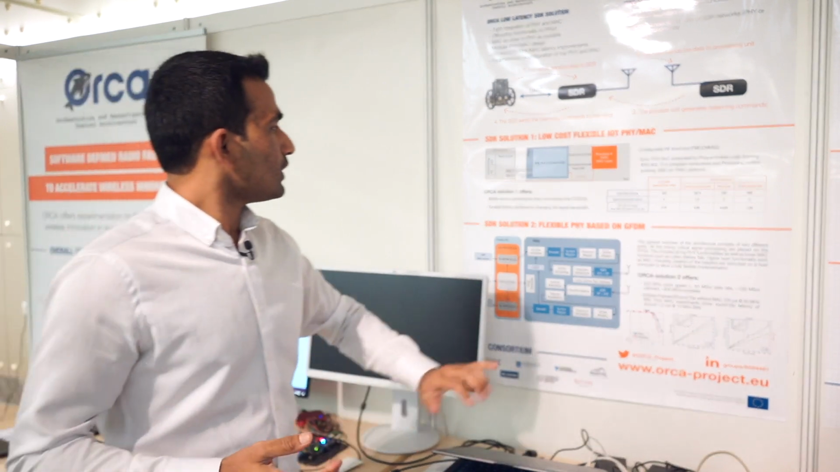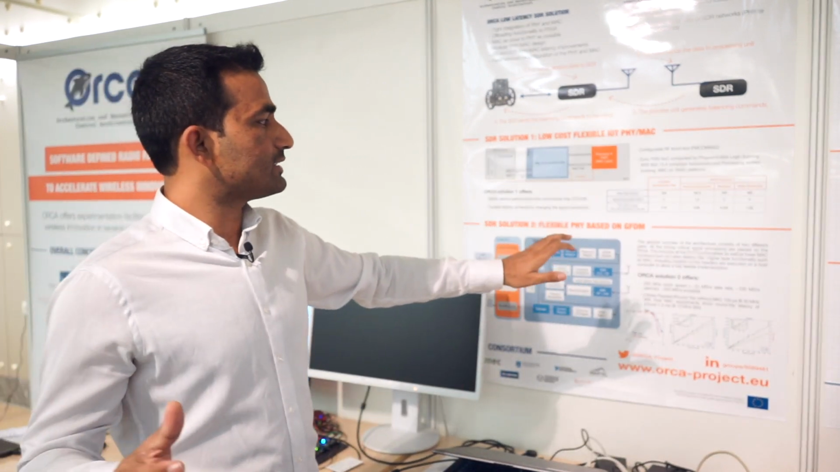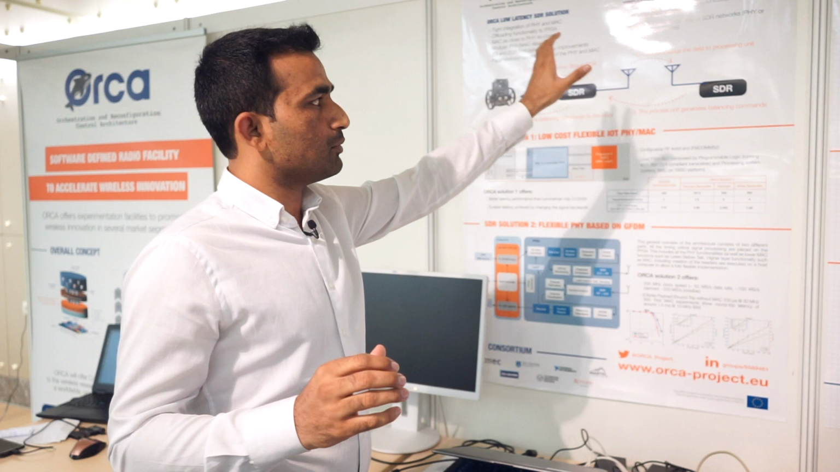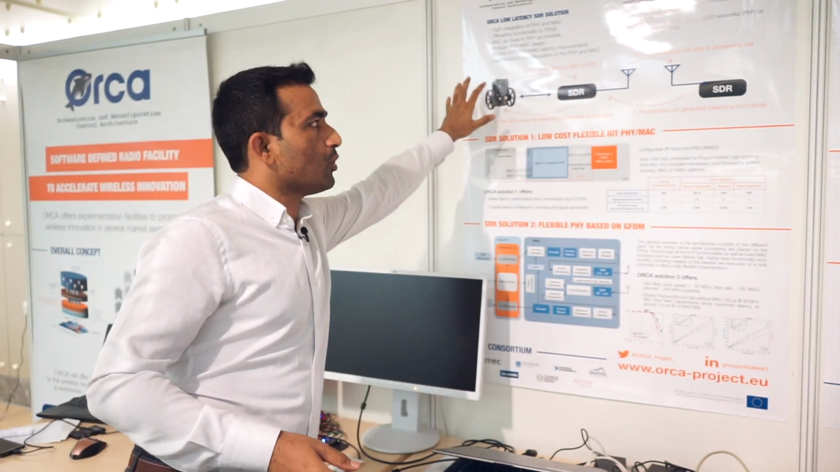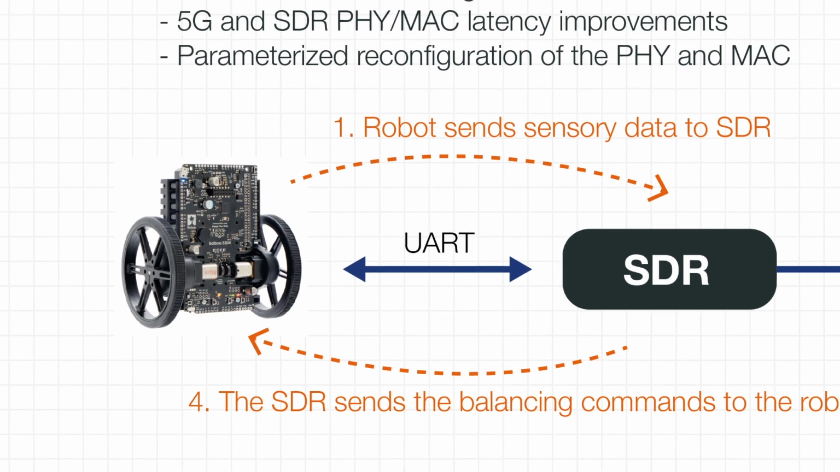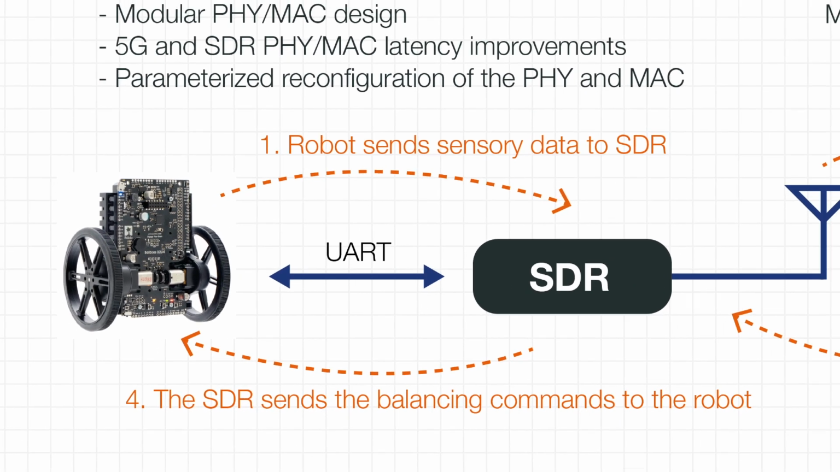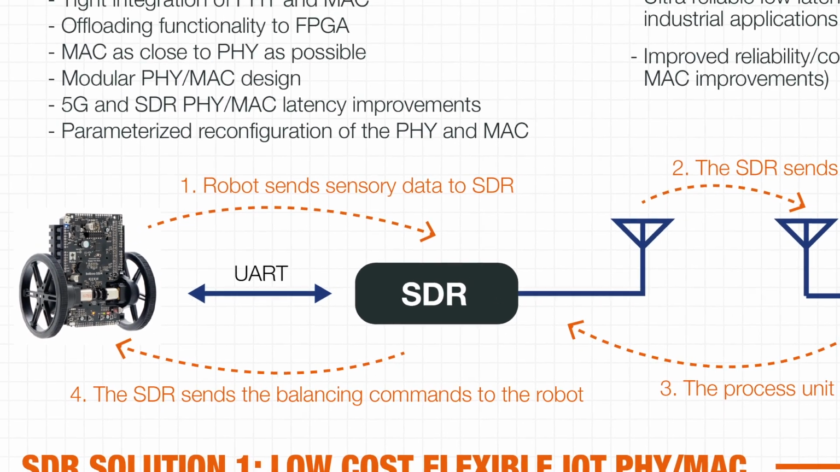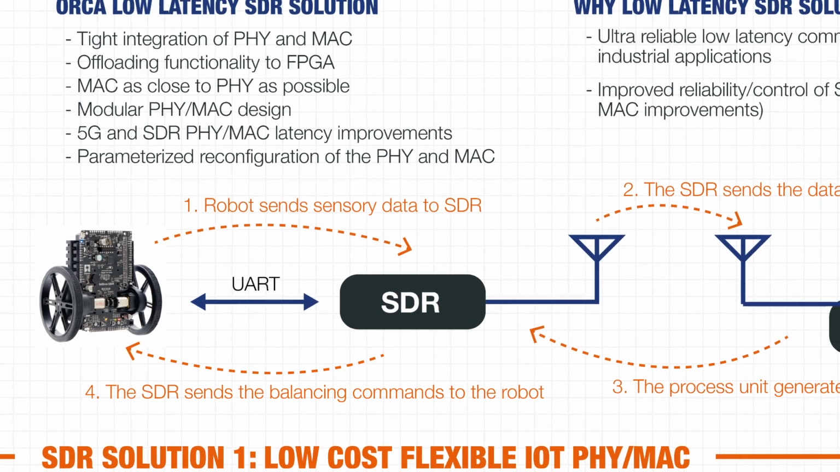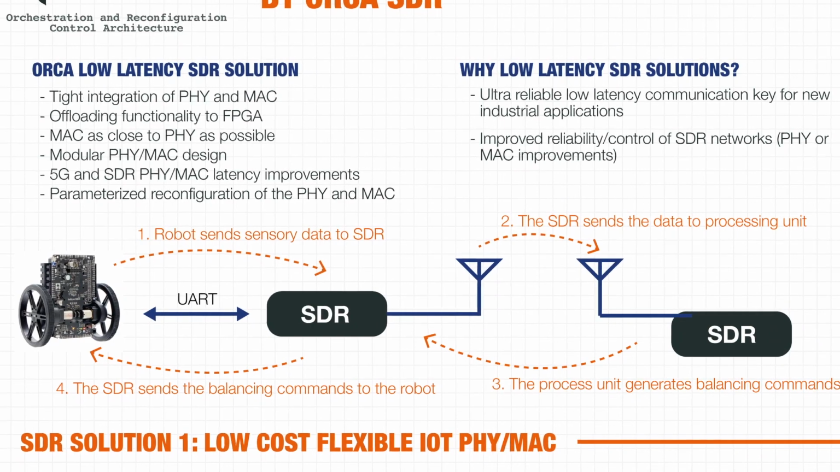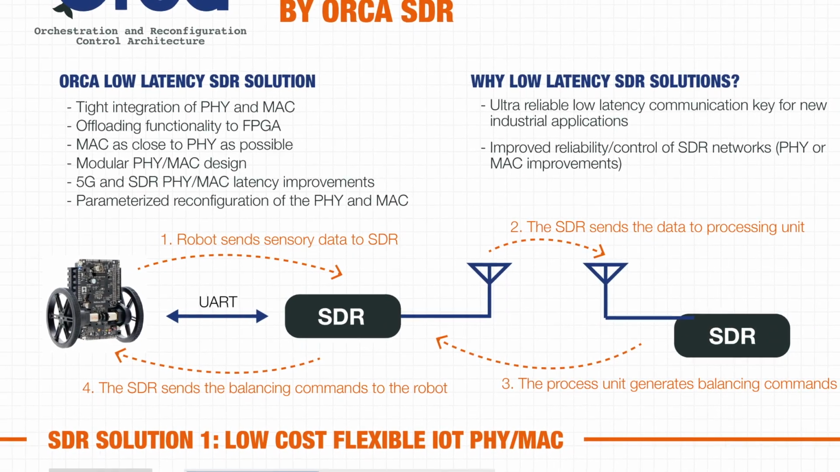Now I'm talking about low latency. We also have a live demo for that application, so I will explain how the demo works. We have a balancing robot here. At the very beginning, the robot sends sensory data to the SDR, which has that architecture. It takes the data and sends it over the air to another SDR. We call it a cloud, and we simulate it like a cloud.